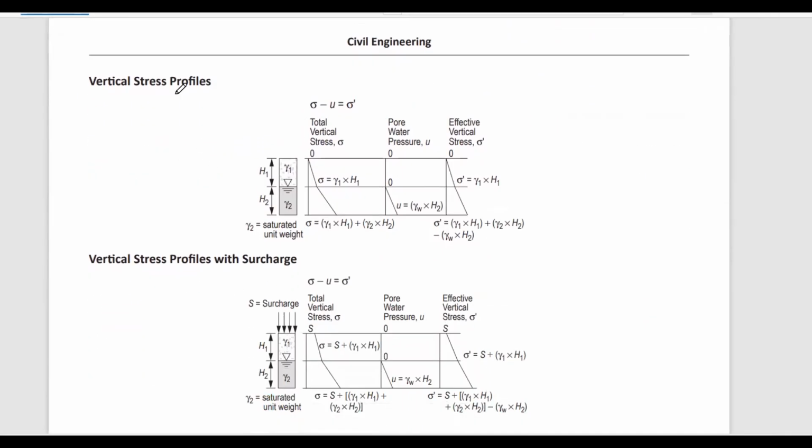Let's go to the vertical stress. In this example in the FE Handbook, you can see you have one type of soil, H1 with unit weight gamma 1, and H2 with unit weight gamma 2, which is just the saturated unit weight of this soil. In our case, we have just one type of soil, so we're going to need this sigma over here, which is unit weight multiplied by the height. This is exactly what we're going to do.